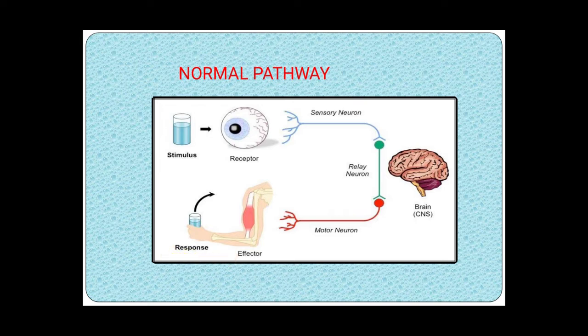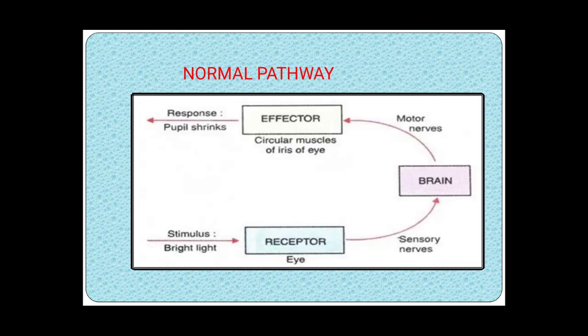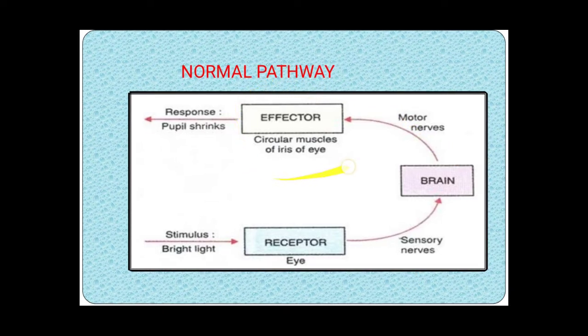Now, one more example. In this example, the stimulus is bright light. The eye is the receptor which is accepting it. Through the sensory nerves, it reaches the brain. The brain identifies the response for the stimulus and sends the response through the motor nerves to the effector. The effector is the muscles in the eyes which help the pupils to shrink, and this is the response to the stimulus bright light. So these are examples of the normal stimulus response pathway.